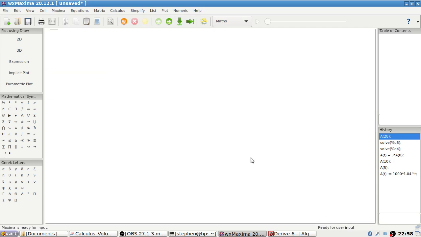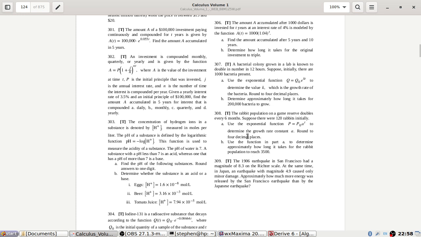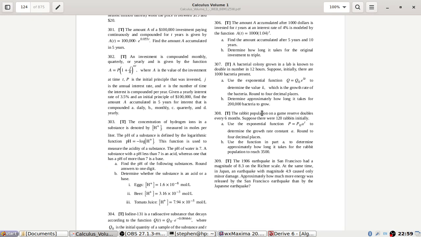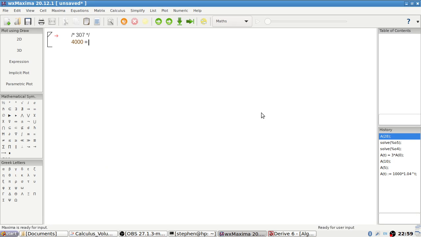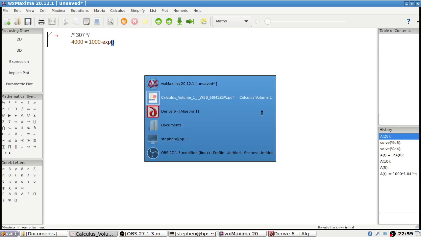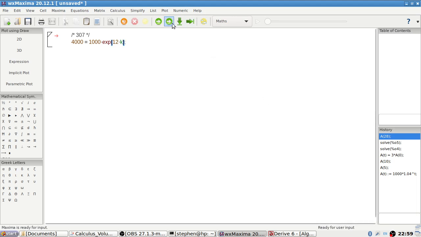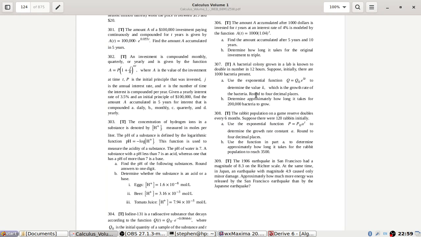307. A bacterial colony grown in a lab will double in number in 12 hours. Suppose initially there are 1,000 bacteria. Use this exponential function to determine the value of k, which is the growth rate of bacteria, to 4 decimal places. Okay, so it doubles in 12 hours. So you start off with 4,000 equals 1,000 times exponential 12k. So that's the equation we're trying to solve for.